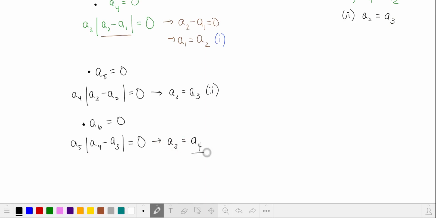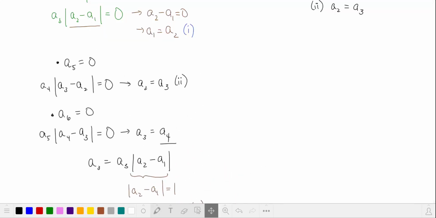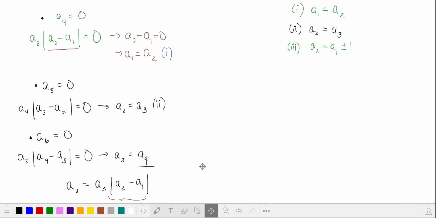We'll substitute our expression for a4, so that's a3 times the absolute value of a2 minus a1. This is true when the second factor is equal to 1. And writing it algebraically, a2 is a1 plus or minus 1. We'll make this our third condition and add it to our list. And we'll go on to a7.